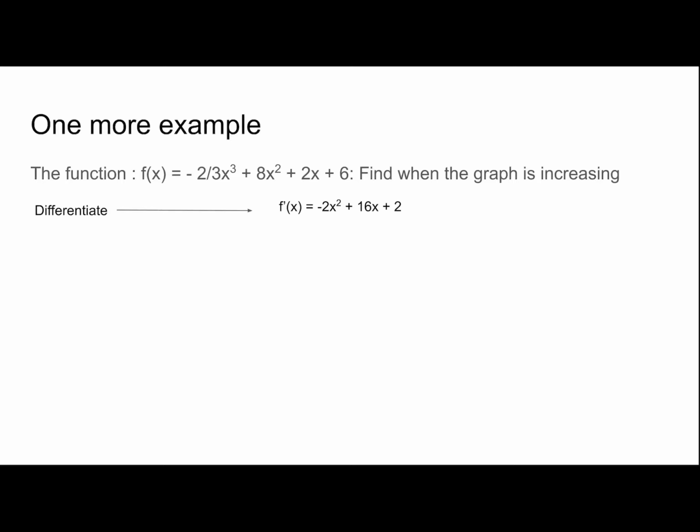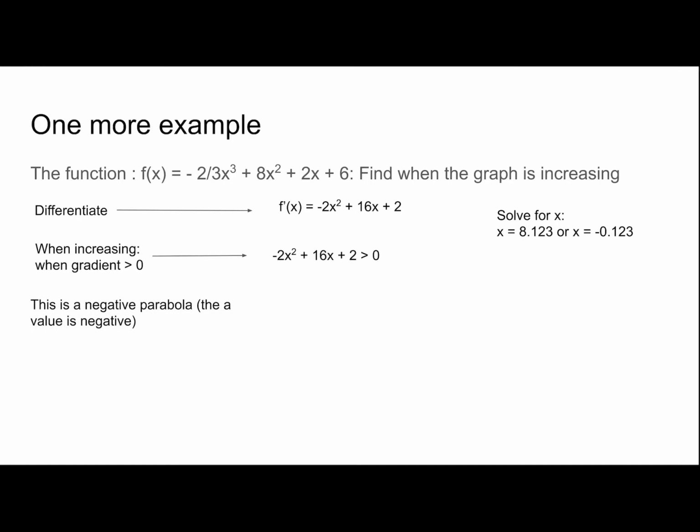Now, we're not going to solve quite yet. We're going to find when the graph is increasing. When the graph is increasing, the gradient is more than 0. So we're going to make our gradient more than 0. Our next step is to solve, and that's basically using your graphics calculator to find the x-intercepts. So you get these two values, 8.123 and negative 0.123.